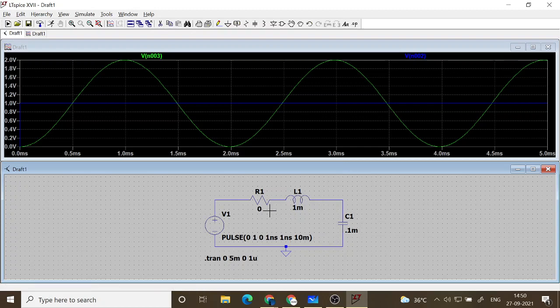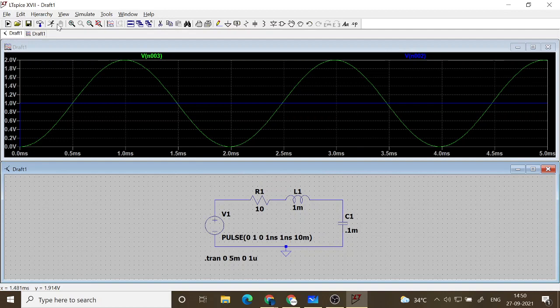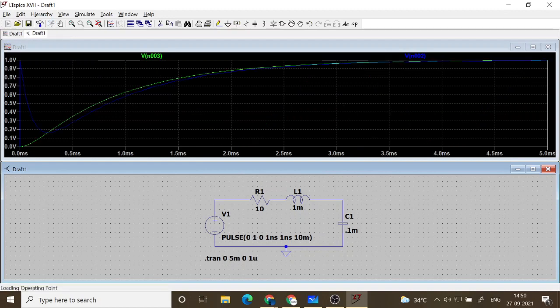Okay, so that's basically this experiment. You have to study the effect of different values of R, starting with R equal to 0, and then you keep increasing the value of R, then you will get different types of curves. If you take a very large value of R, say 10 ohm or more, then there will be no oscillation.